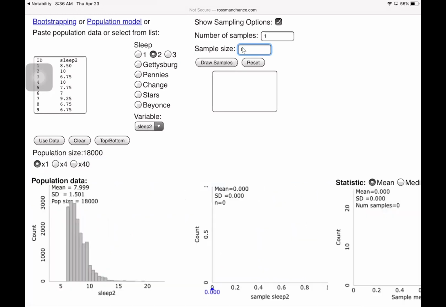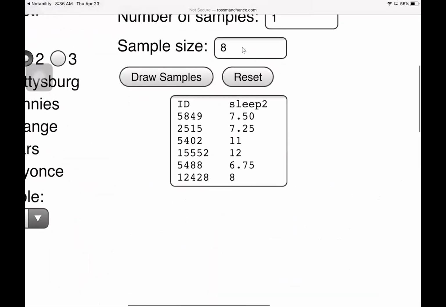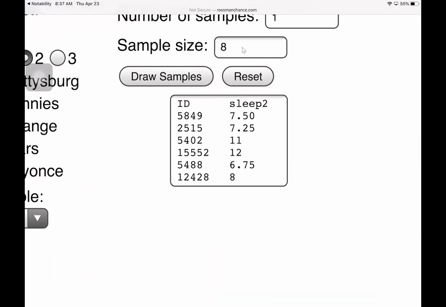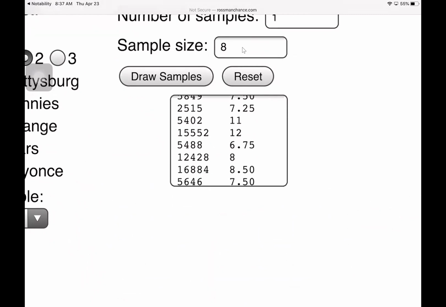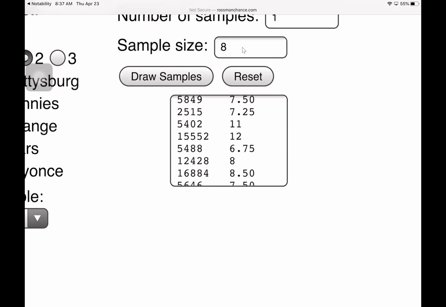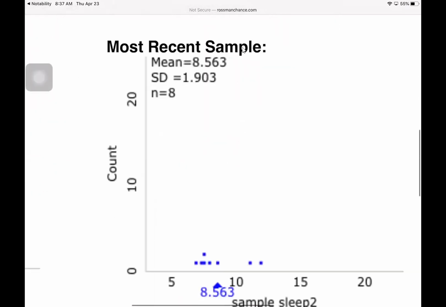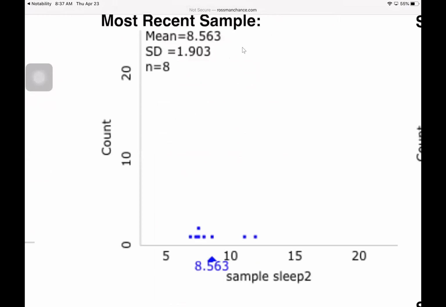And I'm going to hit draw sample. So when I'm drawing a sample, this is a sample that I draw. One person has 7.5, another person has 7.25, another person has 12, 6.75, 8, 8.5, and 7.5. So that's represented by this one below. So that's our sample.